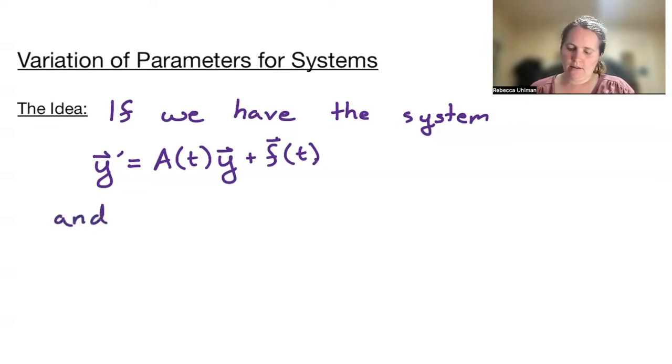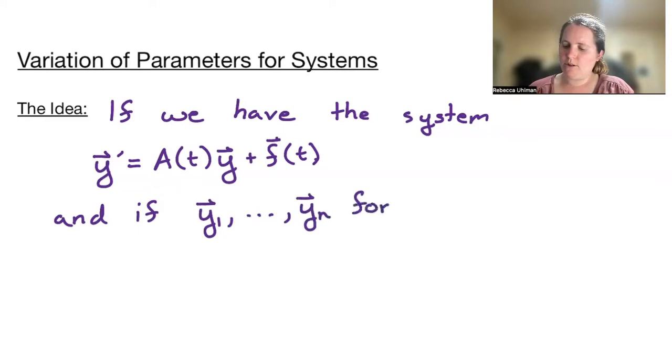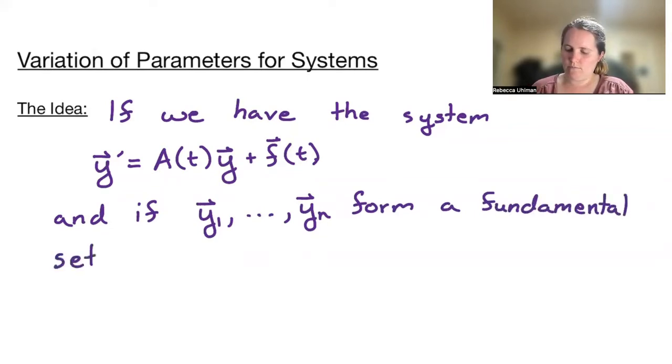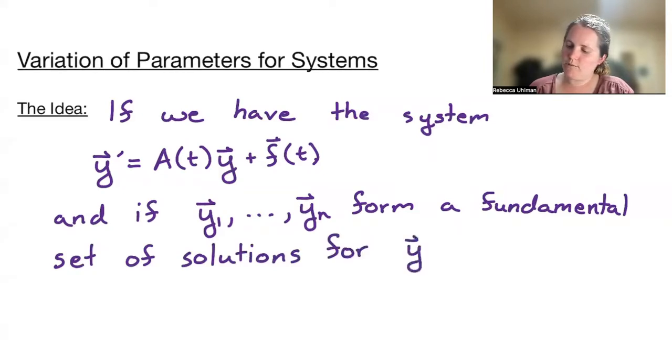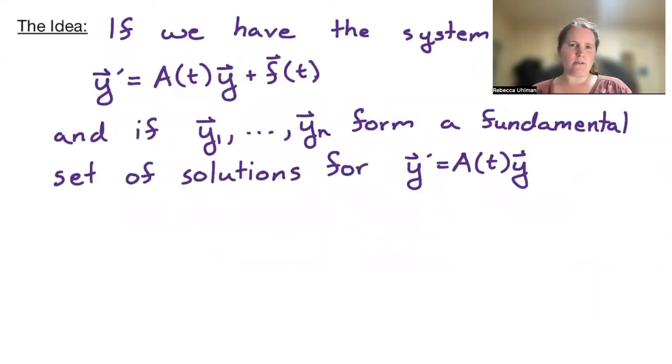And if y1 through yn form a fundamental set of solutions for the homogeneous system, y prime equals A of t y, then what we'll do is we will assume our solution is u1 times y1 plus all the way up through un times yn.